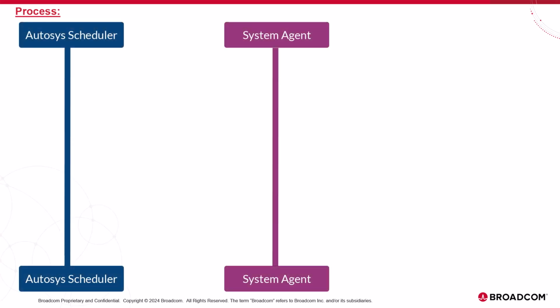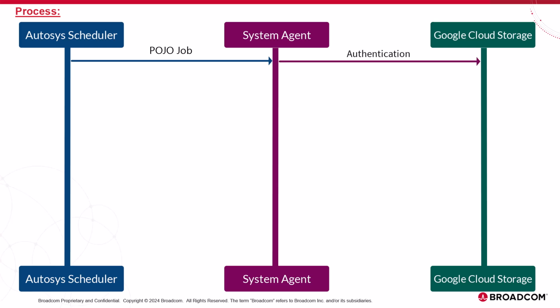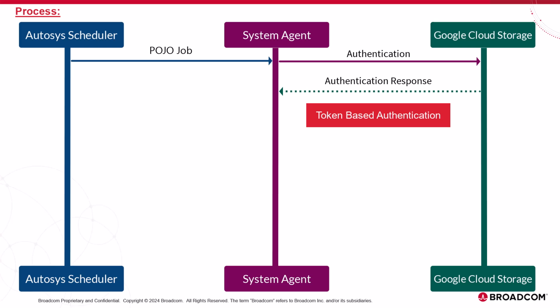We start with the three main components: the AutoSys scheduler, the system agent, and the Google Cloud Storage server. The AutoSys scheduler submits the POJO job to the system agent. The system agent acknowledges the job from the scheduler and initiates communication with the Google Cloud Storage server. Authentication is then initiated, with the system agent posting token-based authentication depending on the specifications provided in the authentication J2EE properties. In this video, we are using token-based authentication.